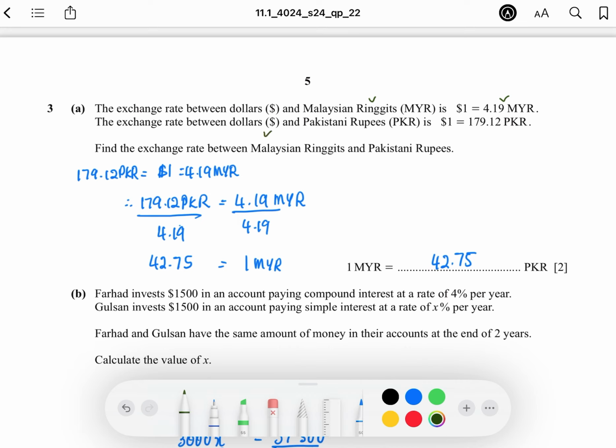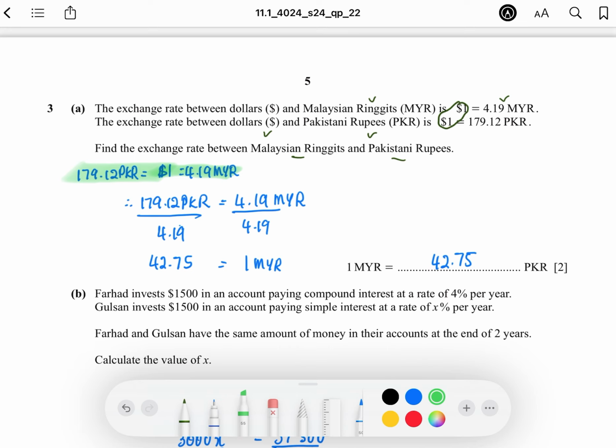And then the dollars with Pakistani rupees would be 179.12 Pakistani rupees. Find the exchange rate between Malaysian ringgits and Pakistani rupees without the dollar sign anymore. Okay, so writing this down. So that's the Malaysian ringgit. That's a conversion with the Pakistani.